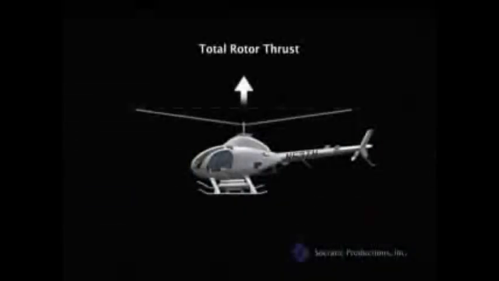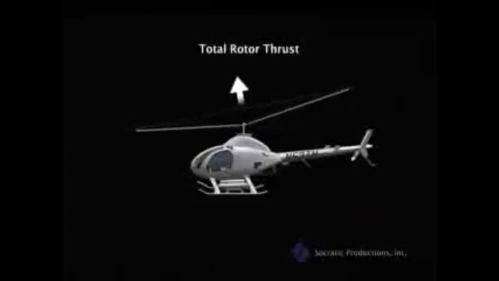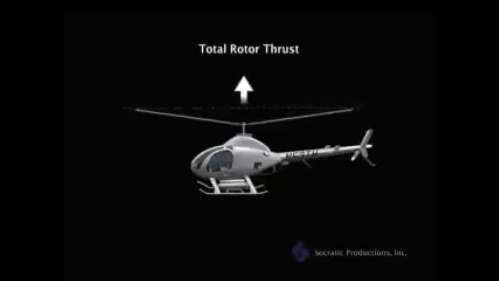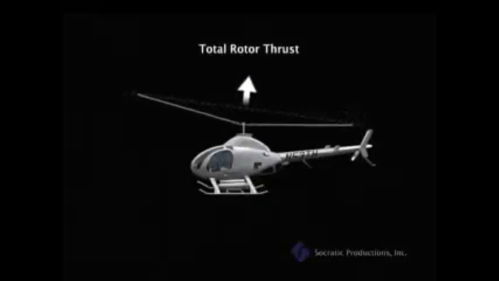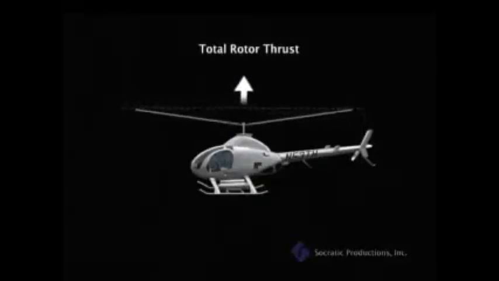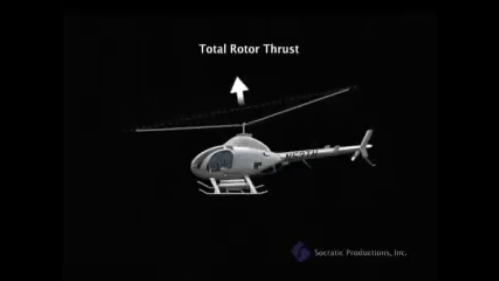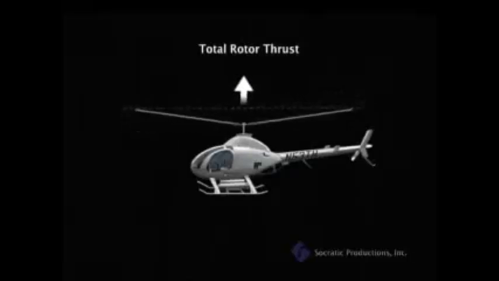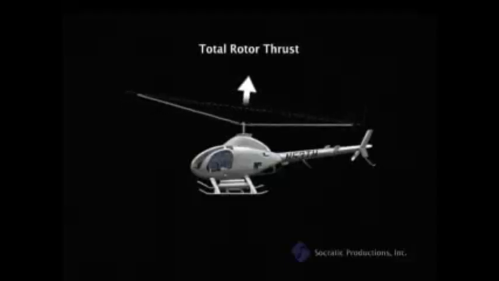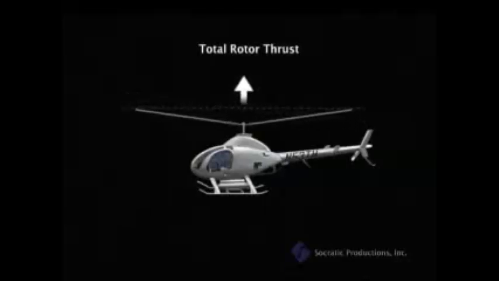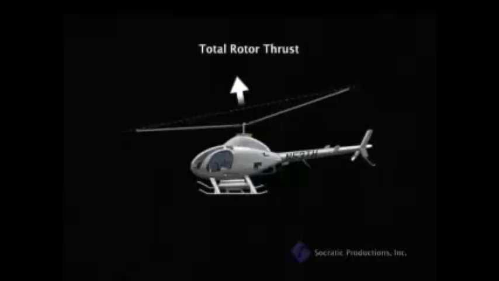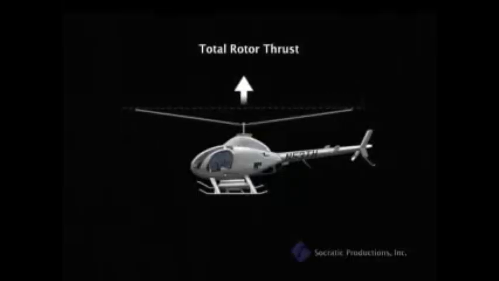An important thing to remember is that the total rotor thrust is always perpendicular to the tip path plane of the blades. In this animation, you can see that total rotor thrust is not always 90 degrees relative to the helicopter, but 90 degrees relative to the path of the tips of the rotor blades. The ability to vary the magnitude and direction of the total rotor thrust is what allows us to control the helicopter. Before we go on to how a helicopter hovers and moves through the air, there is something else we must first cover.